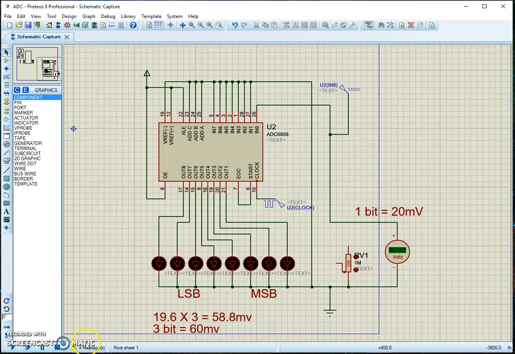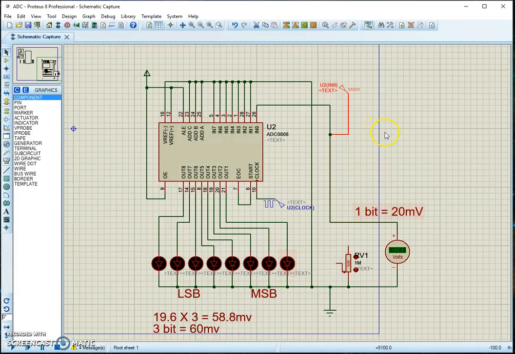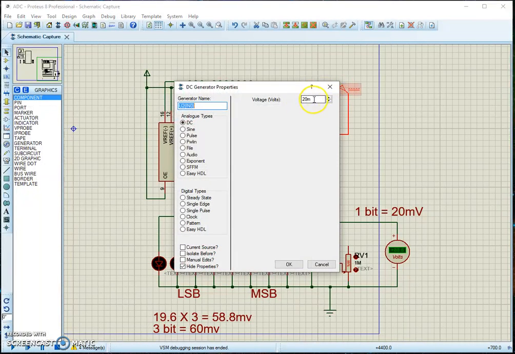So let's say I adjust my input to 20 millivolt. By theory, we only have one bit on, so we only have one step. If I simulate here, you see we only have one bit simulated here. So let's say I change it back to 40 millivolt.